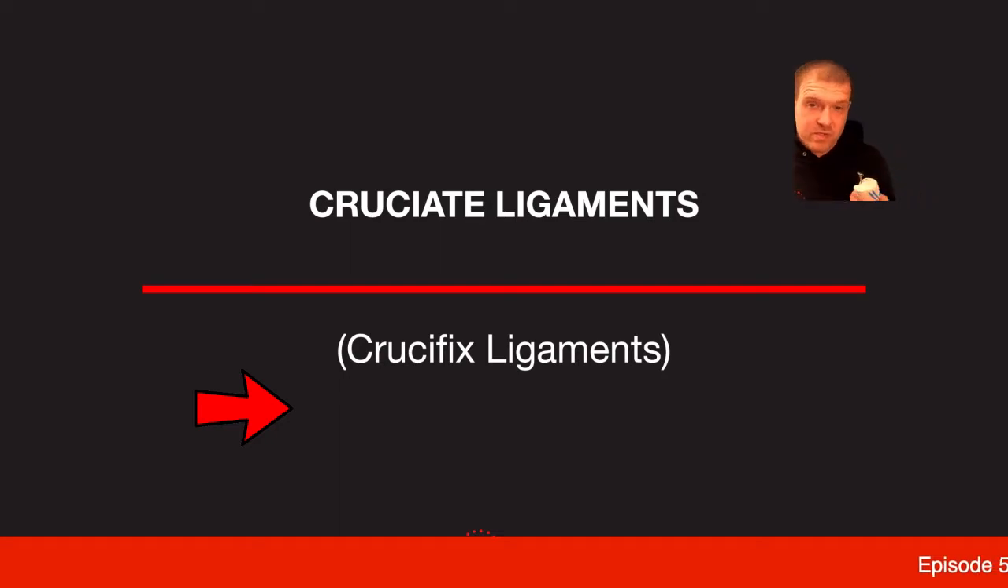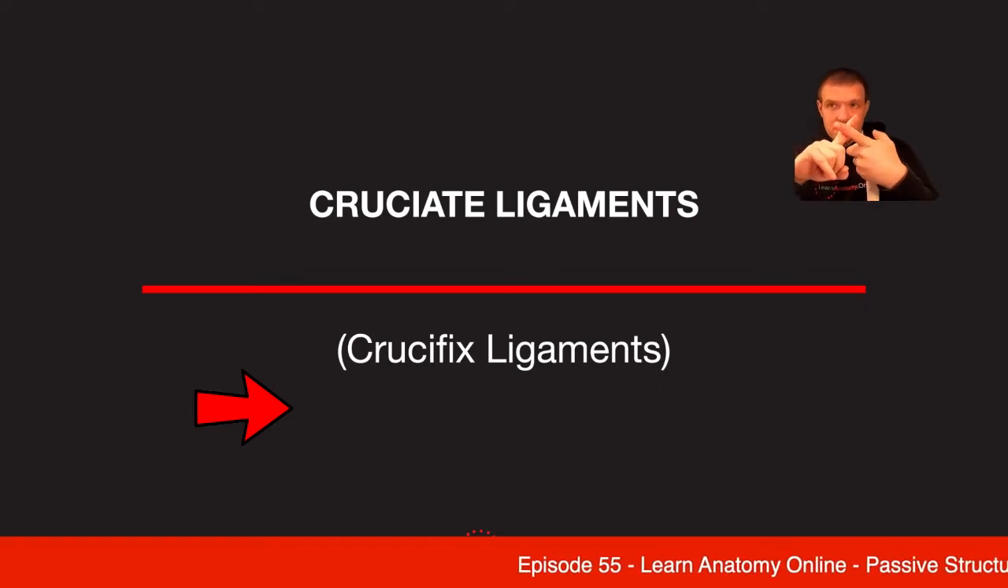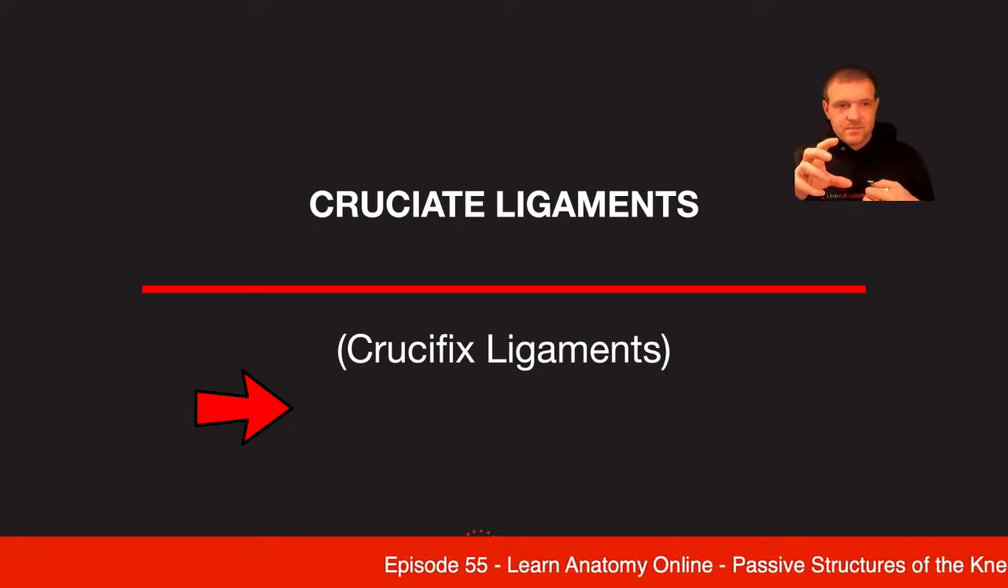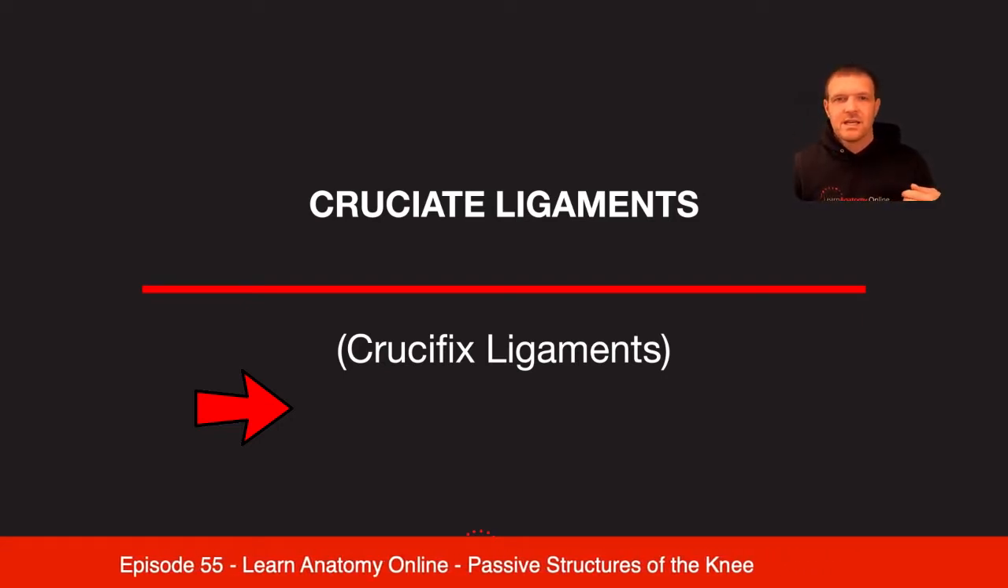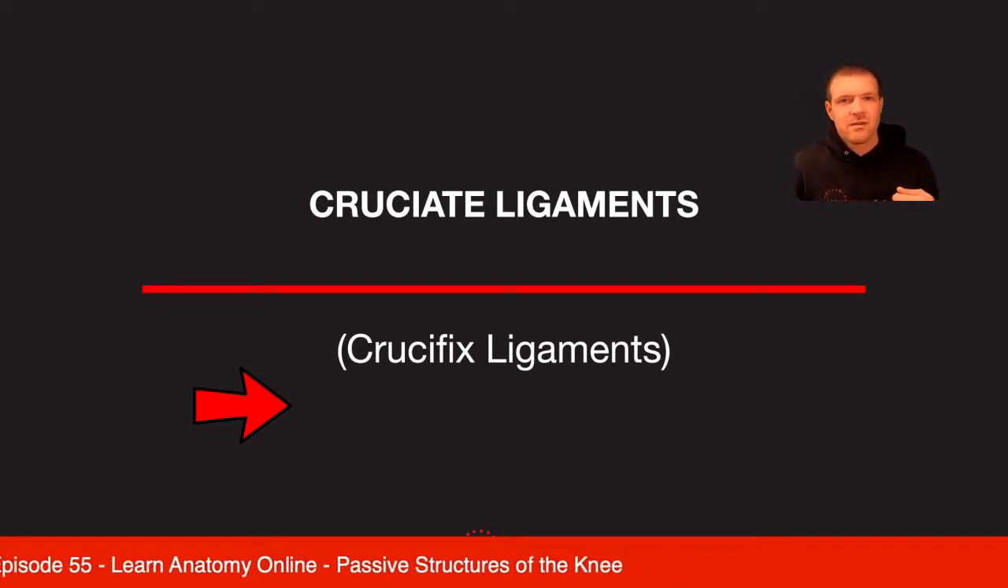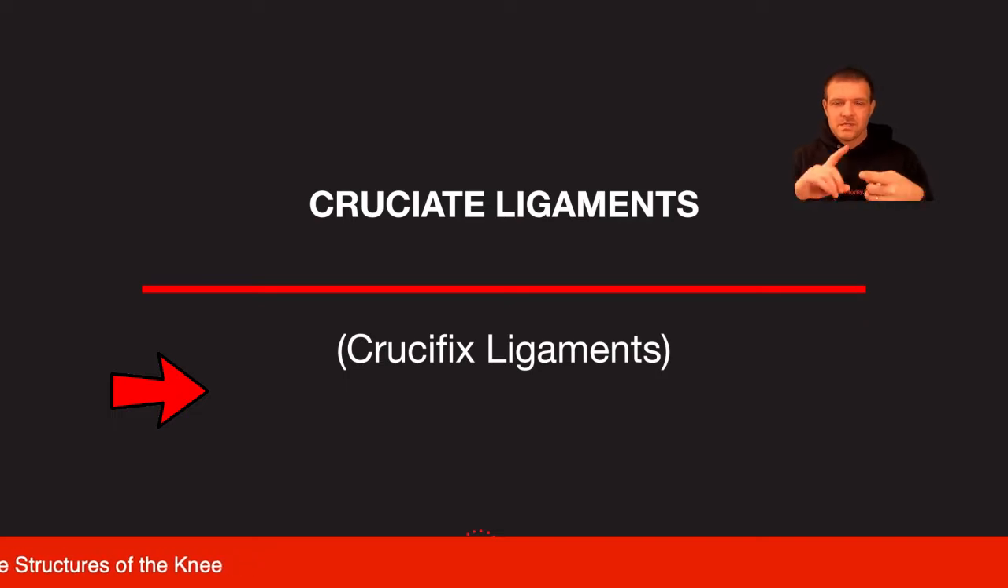And then we move on to something that you've probably heard before, called the cruciate ligaments. The cruciate ligaments form a cross in the middle of the knee. Basically, cruciate means crucifix. Been watching Harry Potter recently, so it's the cruciatus. So we've got crucifix ligaments or cruciate ligaments. They cross each other in the middle of the knee.